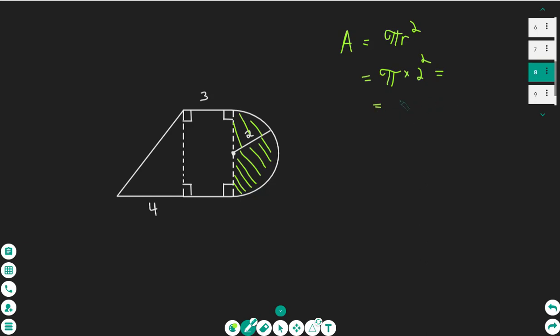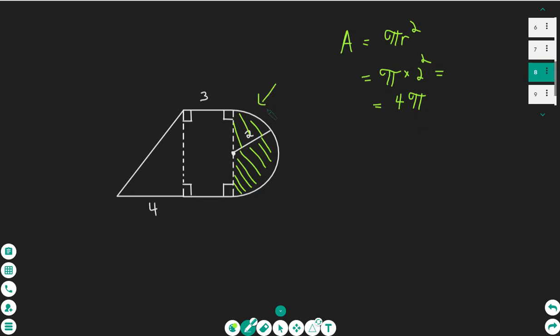So we end up with, I'm just going to write this as 4 times pi, or 4 pi, just for right now, instead of multiplying that as 4 times 3.14. That's fine. We can leave it like this. So that area is 4 pi. However, let's think about this for a second, because this is the area of a full circle, right? A full circle.